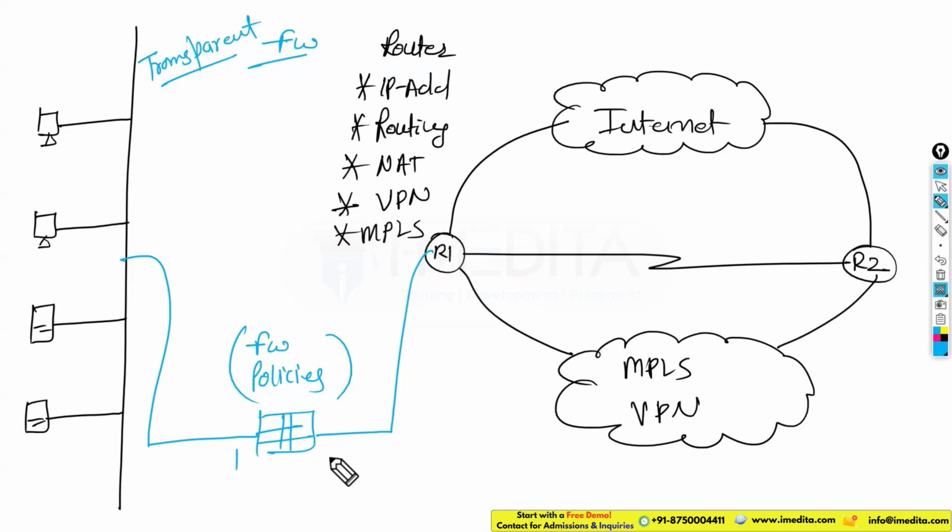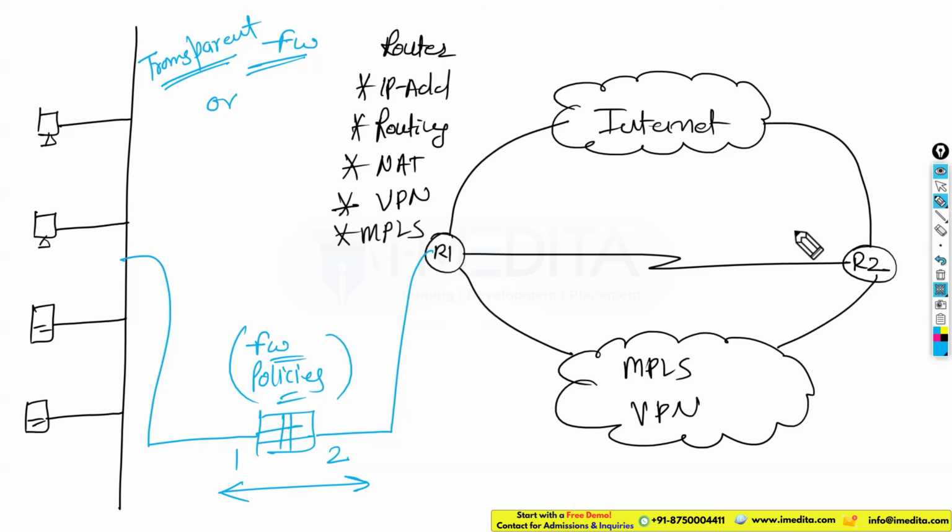Traffic will come in at port number 1 and go out from port number 2. If traffic arrives at port number 2, it will be forwarded to port 1 after checking policy. So this is a transparent firewall. The main purpose of a transparent firewall is this: we only want to implement firewall policy without changing the network. Without changing the network, we want security policy. This can be done by a transparent firewall.